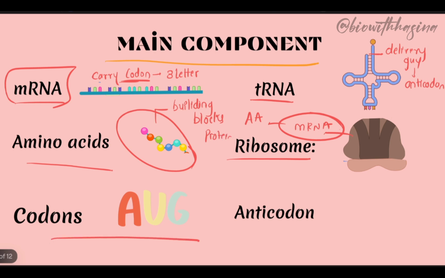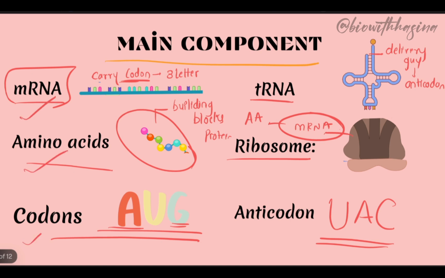So these are your codons. If we have the AUG codon, we have an anticodon for this codon. For A we have U, for U we have A, and for G we have C. So such kinds of anticodons are present. Hope you have understood the main components of translation: the mRNA, the amino acids, the codon, the tRNA, the ribosome, and the anticodon.